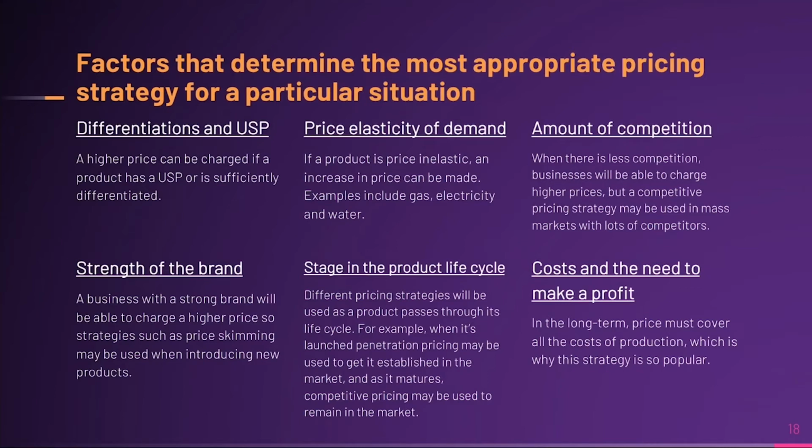Amount of competition. Where there is less competition, businesses will be able to charge higher prices, but a competitive pricing strategy may be used in mass market with lots of competitors. Strength of the brand. A business with a strong brand will be able to charge a higher price, so strategies such as price skimming may be used when introducing new products.